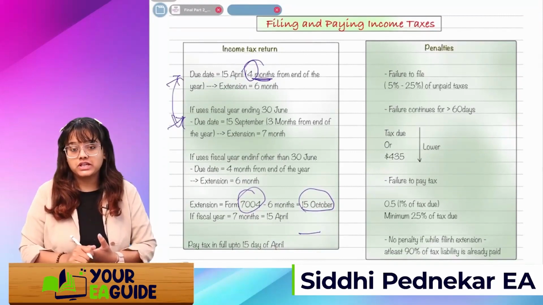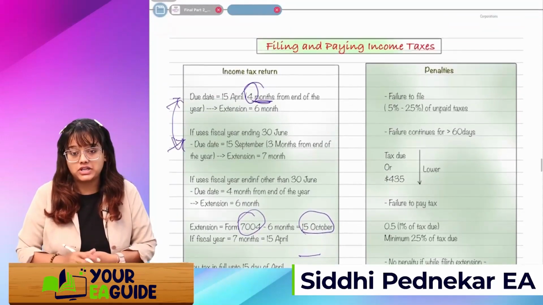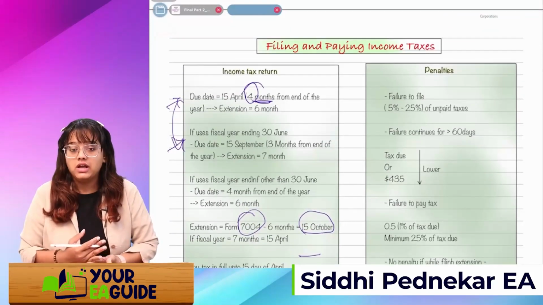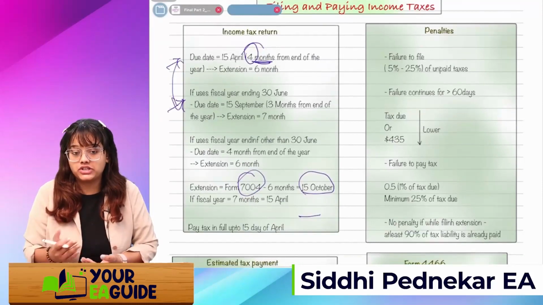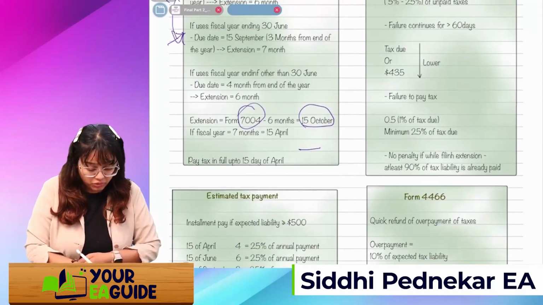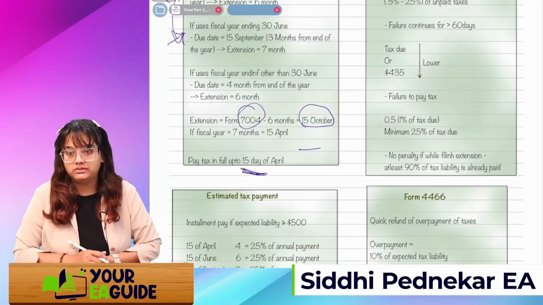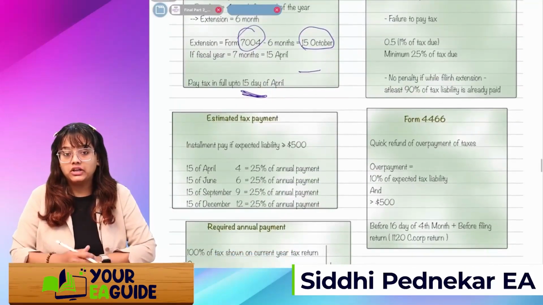If a company uses a fiscal year ending other than 30th June, then the due date will be the same, that is the 4th month from the end of the year, and the extension will also be the same, that is 6 months of extension they'll get. They will have to pay tax in full up to 15th of April. Okay. So how will they pay? They'll use estimated tax payment.